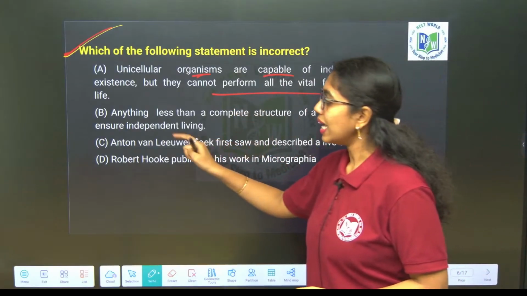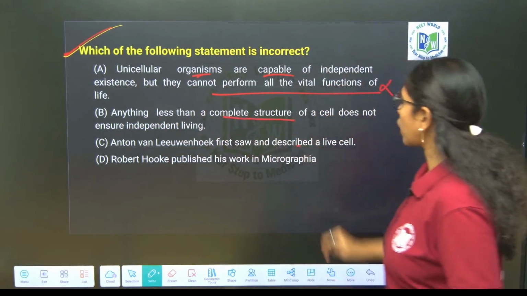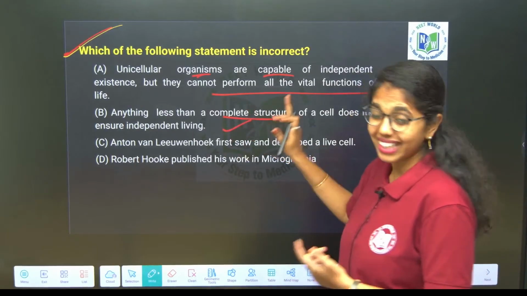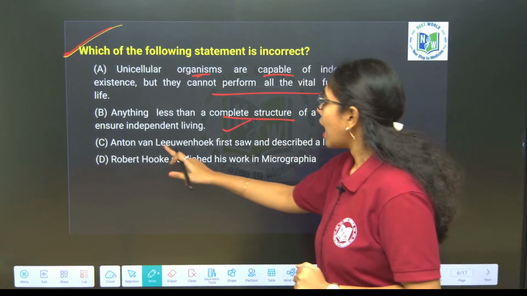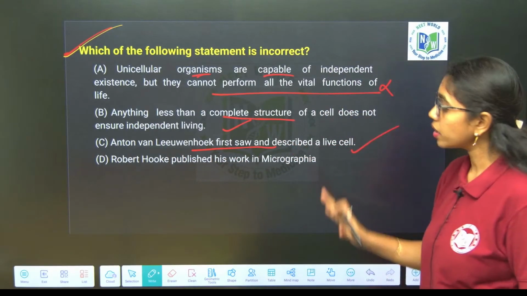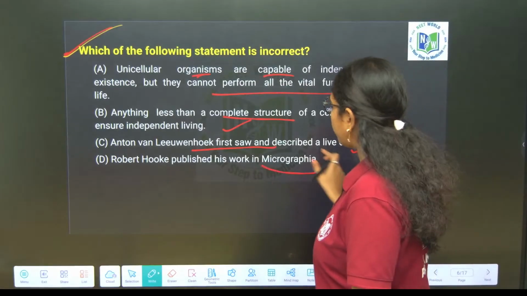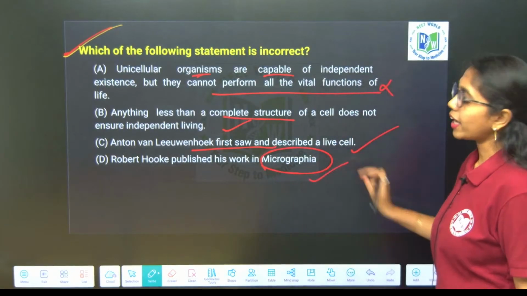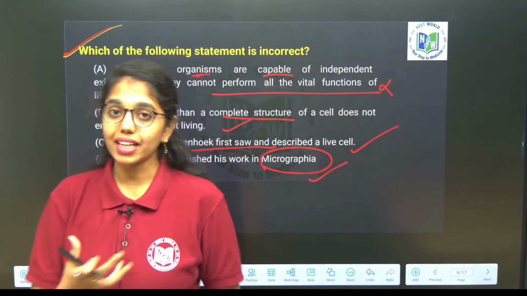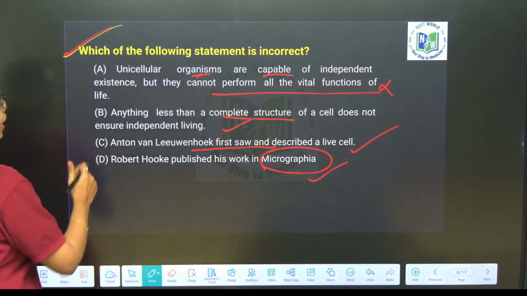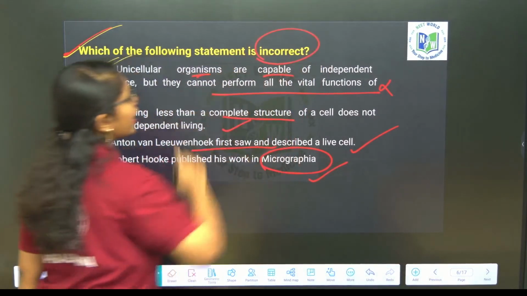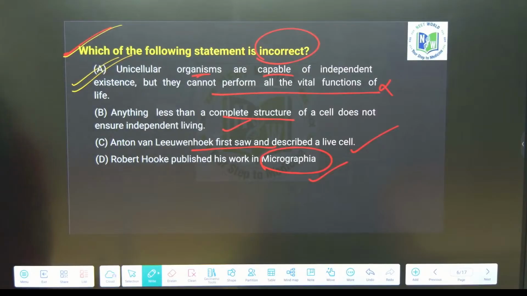Option B: anything less than a complete structure of the cell does not ensure independent living. Correct. This is the direct NCERT line. Next, Anton van Leeuwenhoek first saw and described a living cell. Correct. Next, Robert Hooke published his work in Micrographia, wherein he described the dead cells, that is cork cells. So here the right answer will be option A, as they asked us for the incorrect statement. Clear? Next question.